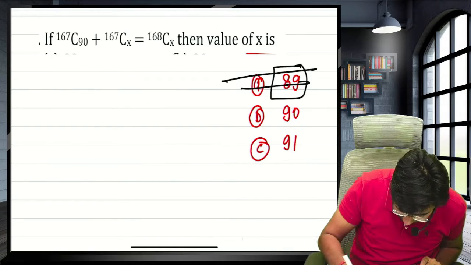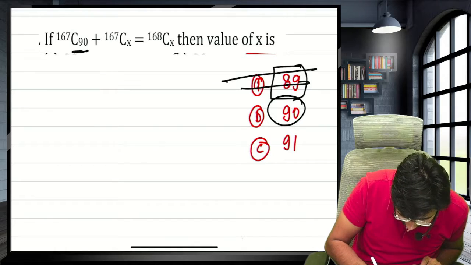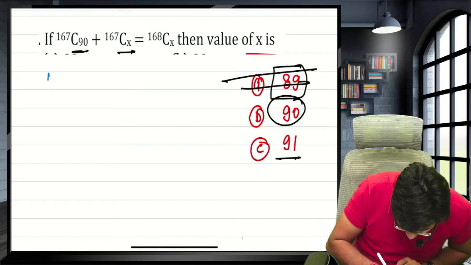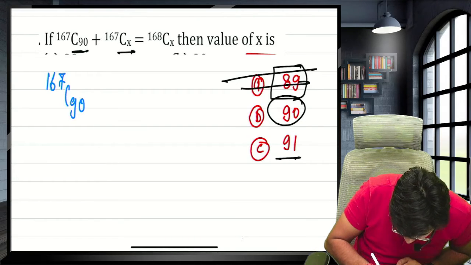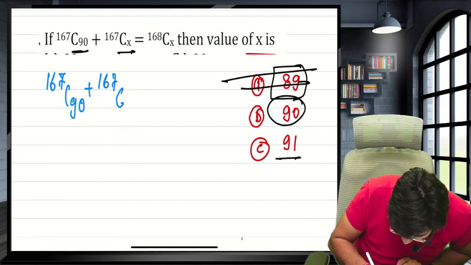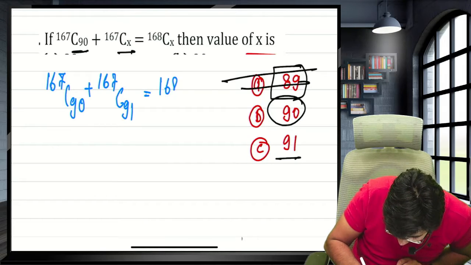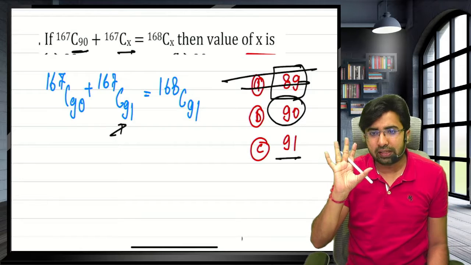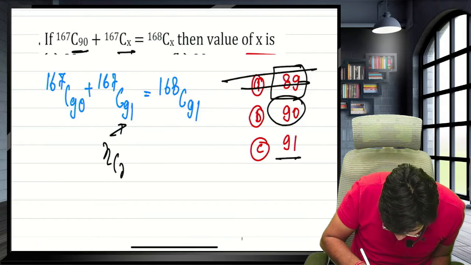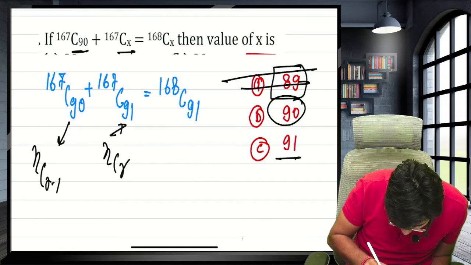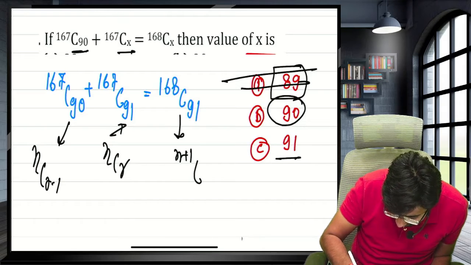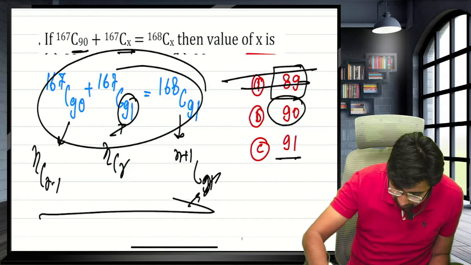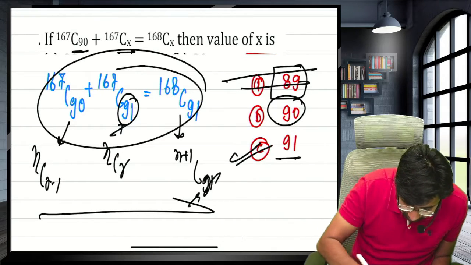Guys, now let's put, don't waste time putting 90. No, I want one less. Let's put 91. Yes, a difference of 1. Okay, guys, let's put 167C90 plus 167C91 is equal to 168C91. Now let's see. You will always take the greater number as r. So you will say nCr is this, Aman sir, and this is nCr minus 1. Now you will say n plus 1 Cr. r is 91 and you are saying it r. Yes, r. So Aman sir, this justifies the Pascal law.